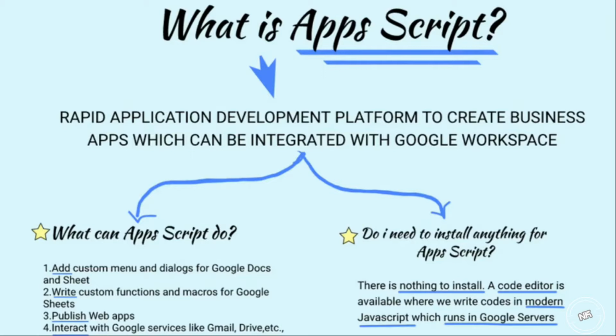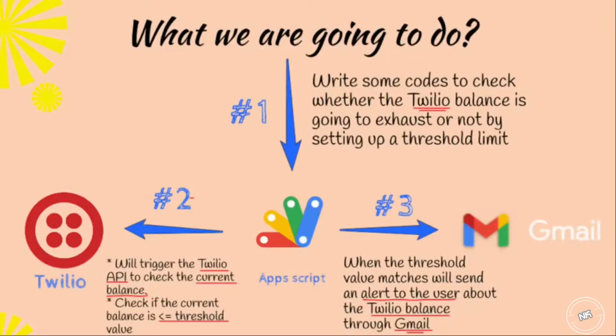So this is a general overview of what Apps Script can do. You can have a look at the documentation as well to see what other things you can do with Apps Script. We'll just move to the next part, that is what we are going to do with Apps Script today. Typically, what we are going to do today is write some code to check the Twilio balance.